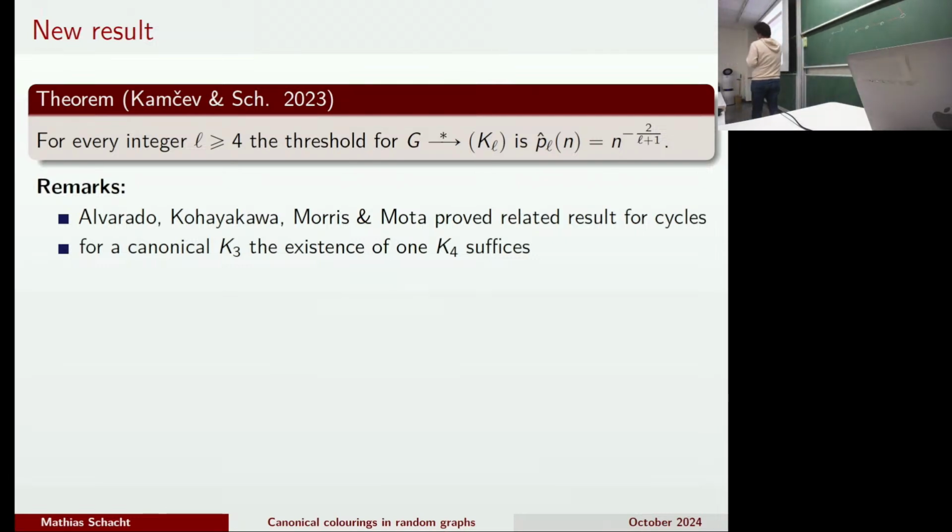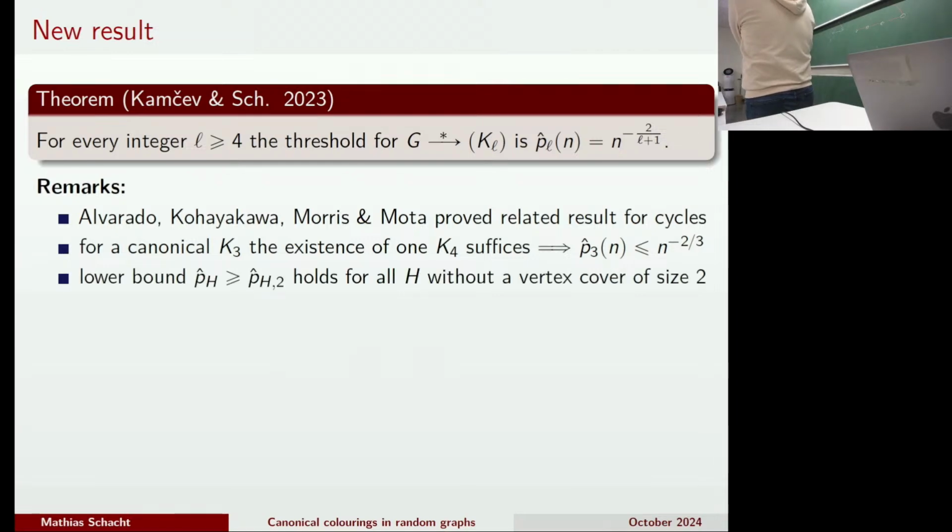And the K4 appears earlier. It happens with edge probability n to the -2/3, and this other parameter that we have seen would be n to the minus a half, which is later. Okay.